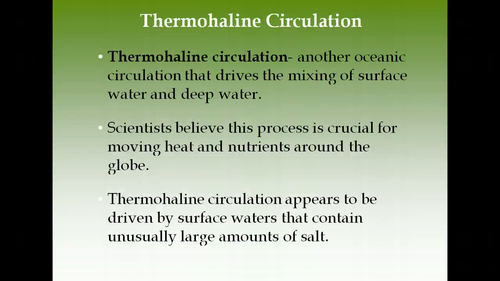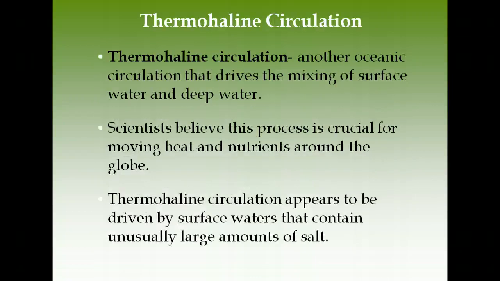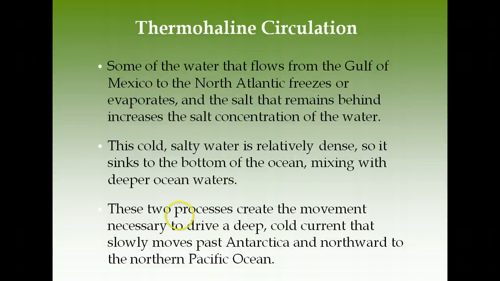There is another oceanic circulation, and this is called the thermohaline circulation, and this is going to drive the mixing of these surface waters and deep waters. These here are basically surface currents, and then you have these other deep, somewhat cold water currents that are part of the thermohaline circulation. Scientists believe, and it's still kind of a young science, that this process is so important for moving heat and nutrients around the globe, particularly along the bottom of the ocean. And this is more driven by salt, or the salinity.